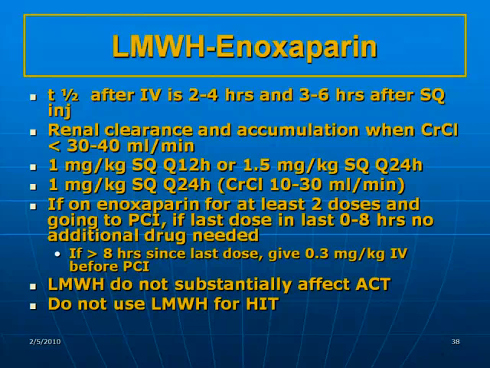If the patient goes to the cath lab and they've been on enoxaparin for 2 doses or more, and they received enoxaparin in the last 8 hours, they don't need additional antithrombotic therapy. If it's been longer than 8 hours, then the recommendation is to give an additional 0.3 milligrams per kilogram IV before you do the angioplasty. Low molecular weight heparin does not substantially affect the ACT, so you can't really monitor the anticoagulant effect in the cath lab, and you cannot use low molecular weight heparin in patients with a history of HIT or with active HIT, heparin-induced thrombocytopenia.